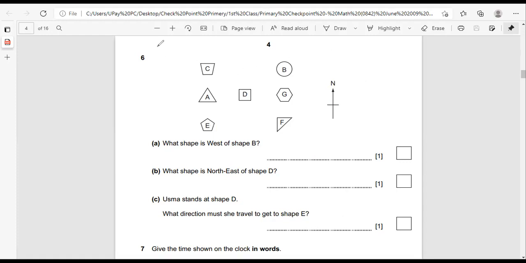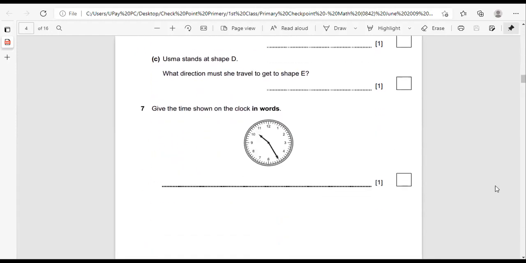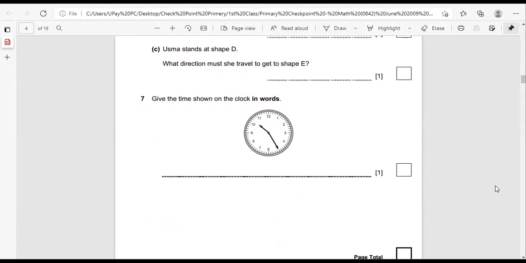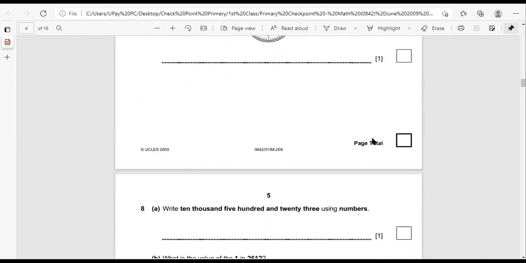Everything we discussed. We'll move to question number 7. It's pretty much a straightforward question. Give the time shown on the clock in words. So here it is 10:20. It doesn't matter AM or PM. They just want to write the time in words.